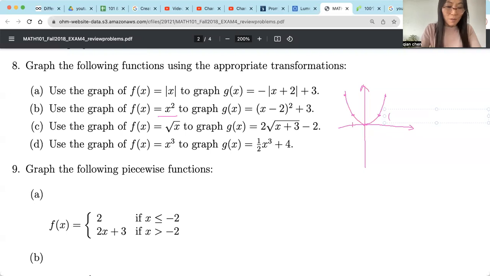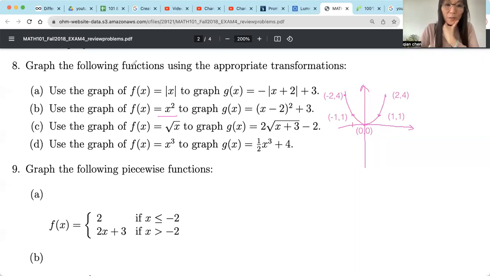So this one is (1, 1), and the top one is (2, 4). This one is (-1, 1), and the top one is (-2, 4). Now, of course, the origin is (0, 0). Okay. So that's my x squared graph.